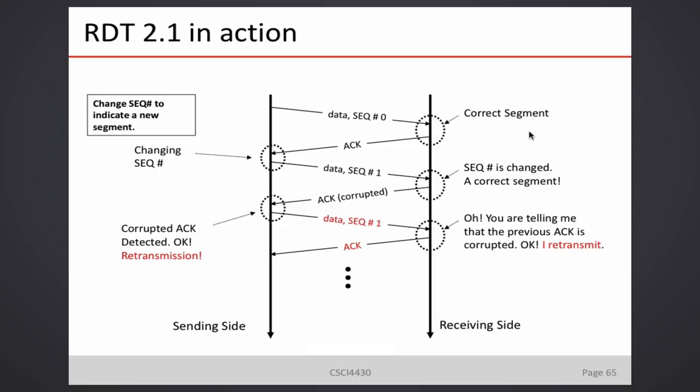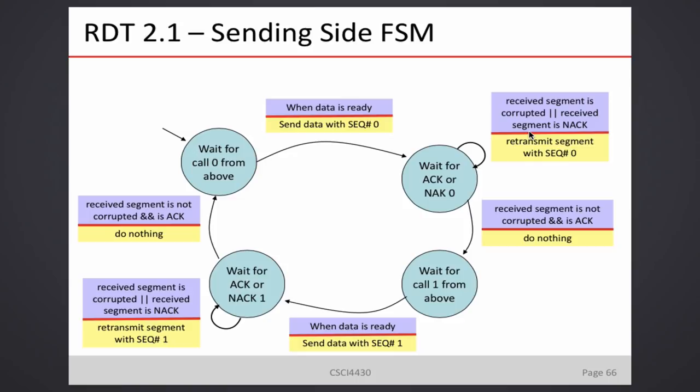With this little patch, the entire story becomes horrible. Look at the sender FSM. Wow, colorful. Don't worry, it's just a mirror. What is a mirror? This is about ACK, this is about ACK. This is about data, coming from above, that means from the application layer. And this is also about data. So this is a mirroring.